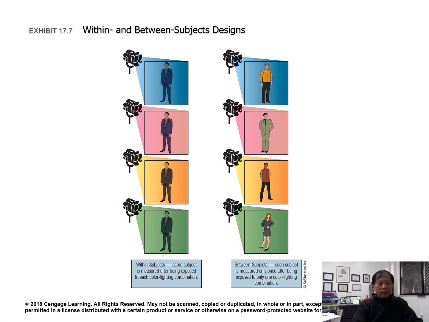Okay. This chart shows very well the within and between subject design. Within, you have the same person under different conditions. Between, you have different people under different conditions. Okay?